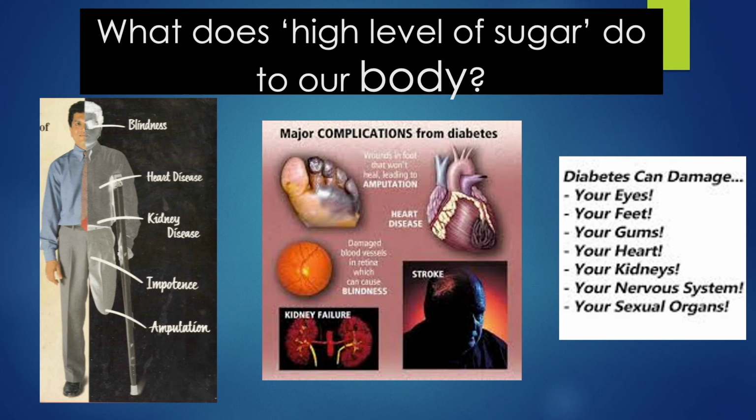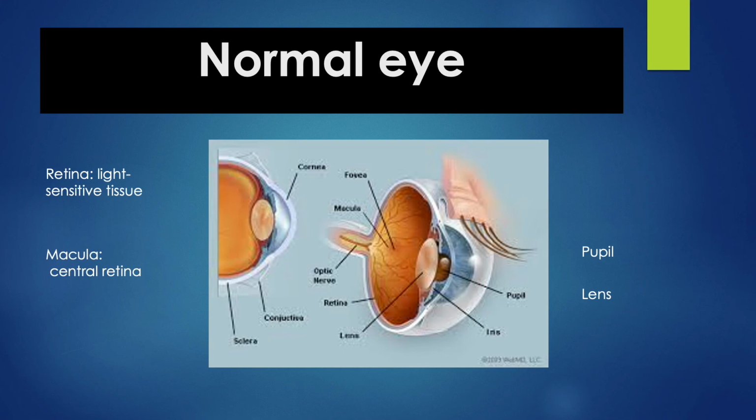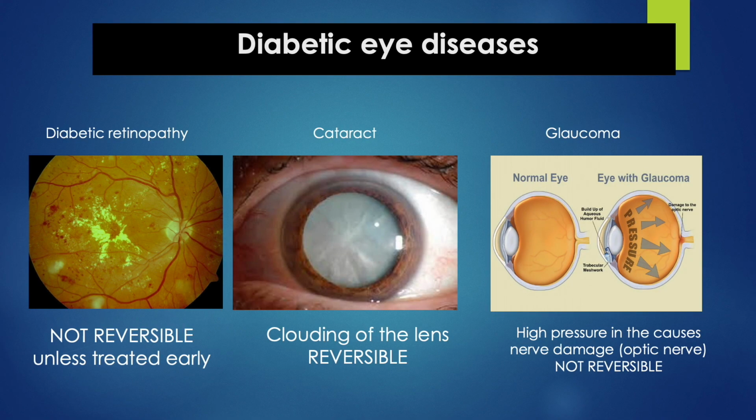This is the anatomy of a normal eye. The eye is like an old camera which consists of a lens and film. Retina represents the film in an old camera. Diabetes can affect almost every structure in the eye. Among the most common structures involved is the retina. Once it affects the retina, the condition is only reversible if you treat it early.